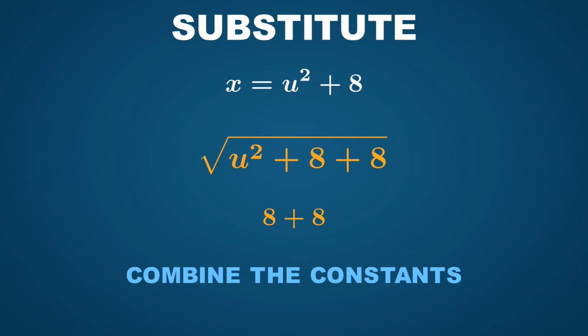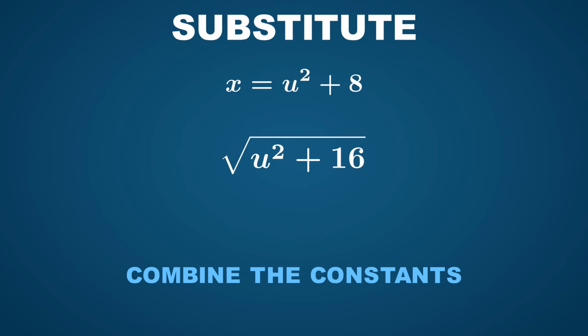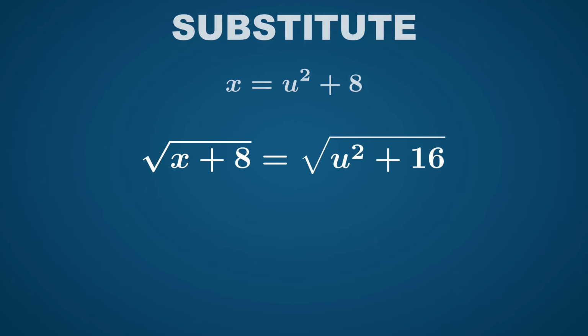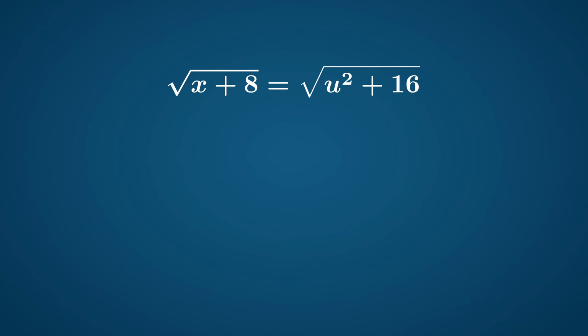We have two positive 8s that need to be added together algebraically. Calculating the sum of 8 and 8 gives us exactly 16 as the result. We replace the two 8s inside the radical with this single number 16. The expression entirely inside the second root is now u squared plus 16. This means our complete second term becomes the square root of u squared plus 16.